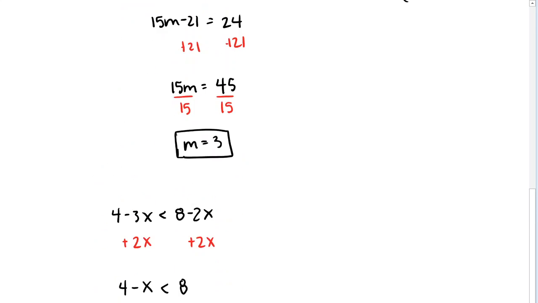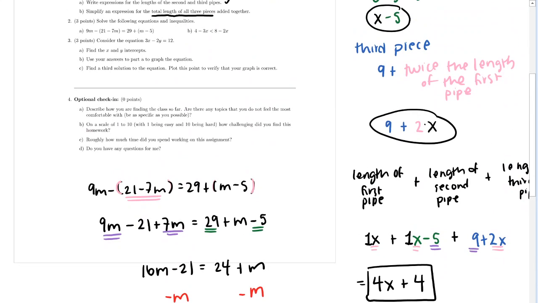Okay, so let's do the last problem now. So the last problem says, consider the equation 3x minus 2y is equal to 12. And so we want to find the x and y intercepts, and we want to graph the equation that we're given using our intercepts, and then we want to find a third solution to the equation. And we want to plot this point to verify that our graph is correct.